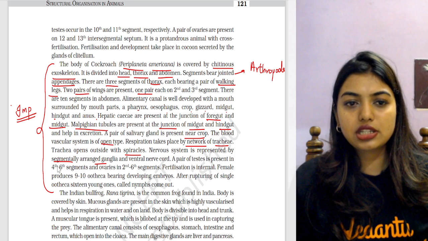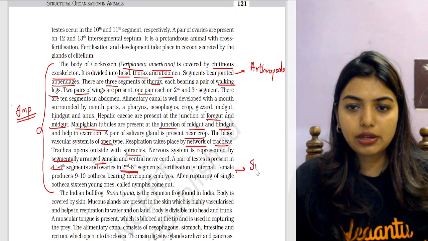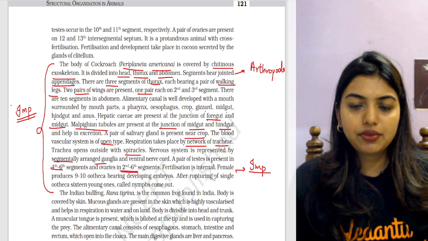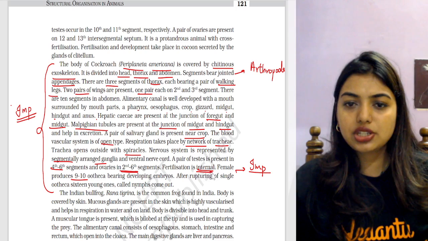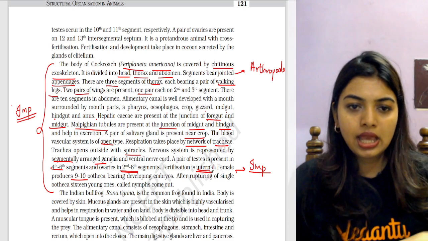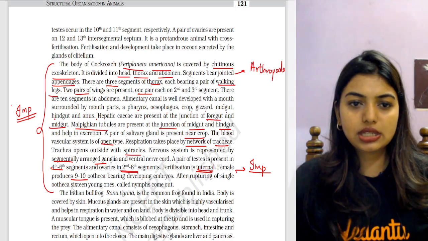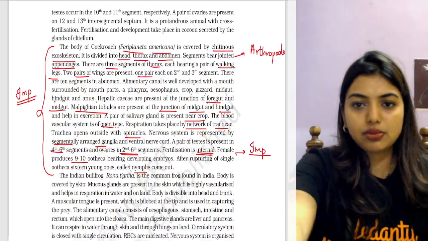A pair of testes is present in the 4th to 6th segments. Ovaries in the second segment. Important. Fertilization is internal. Female produces 9 to 10 ootheca. See, fertilization is internal, that is, the spermatophore and the egg have to fuse together. Then after rupturing a single ootheca, 16 young ones called nymphs come out. Such a beautiful summary.